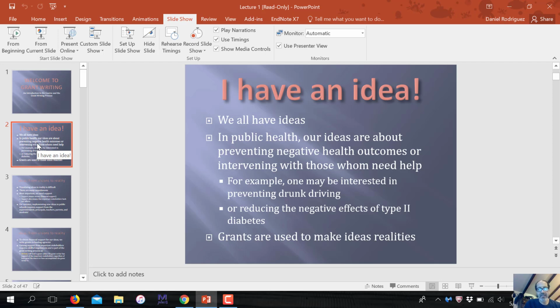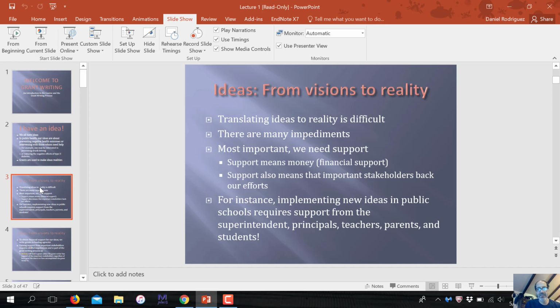Grants are about ideas, and we have lots and lots of ideas that we'd like to make into reality, whether it's some kind of a program to reduce type 2 diabetes or texting while driving. We all have these different ideas, and the purpose of a grant is to give you funding so that you can make those ideas become reality.